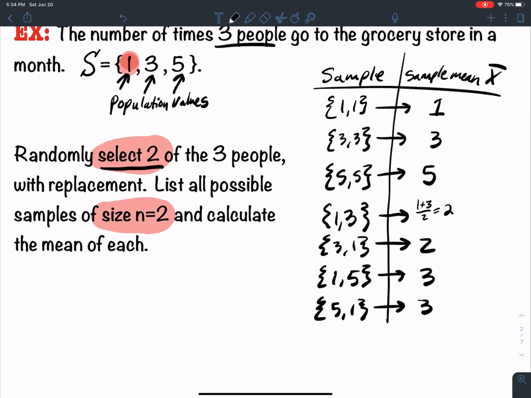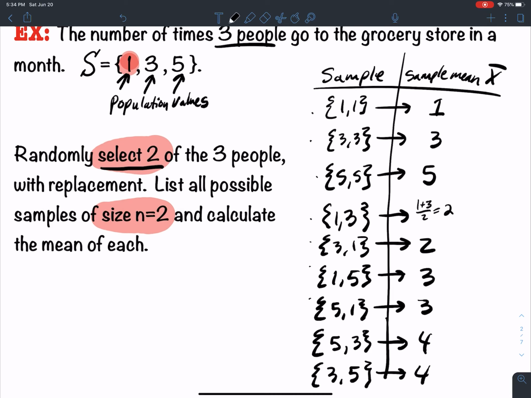And is that everything? Let's see, 1, 2, 3, 4, 5, 6, 7. Okay, I think I might be missing some. All right, so 5 and 3, that's going to give me an average of 4. And then 3 and 5, I think that's all of them, okay? How do I know how many total there are?